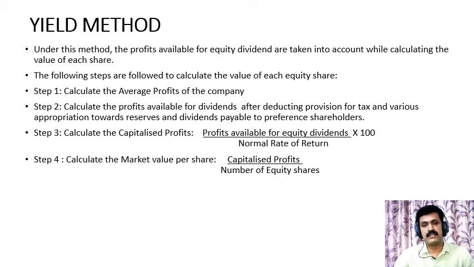And the resulting balance that we get should be considered as profits available for dividends to equity shareholders. Then in step 3, we will calculate the capitalized profits. The formula is profits available for equity dividends divided by normal rate of return multiplied by 100. Then in the last step, we will calculate the market value per share by using the equation capitalized profits divided by number of equity shares.